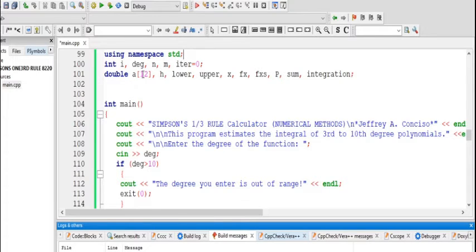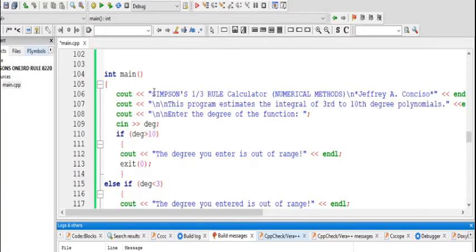Double is the coefficient. We assigned it as 12, but the maximum is 10. And then the h, the lower limit, upper limit, x, function of x, Simpsons, and then the p, precision, the sum, and the integration. We will start the program by int main, open and close parentheses. We will print out again the title of the program, which is Simpsons 1/3 rule calculator. We will print out this program estimates the integral of 3rd to 10th degree polynomials, end of line, semicolon.